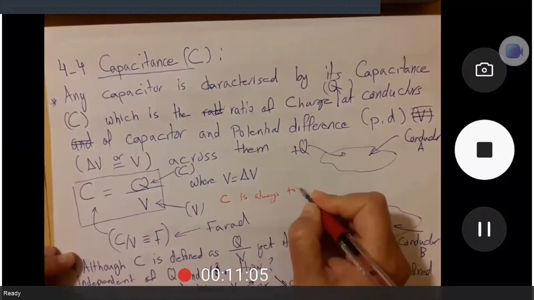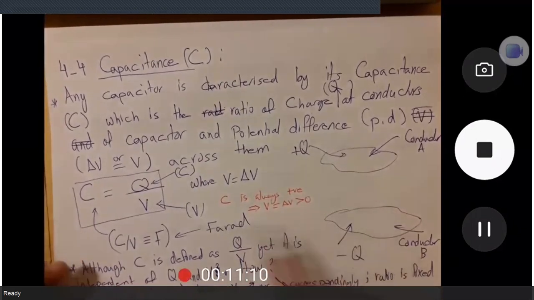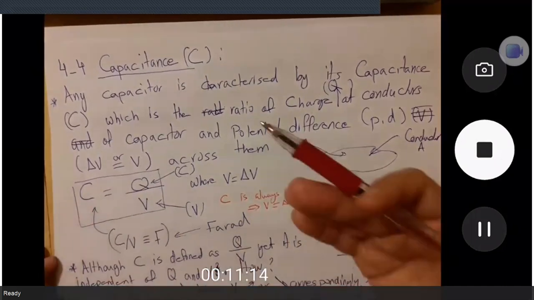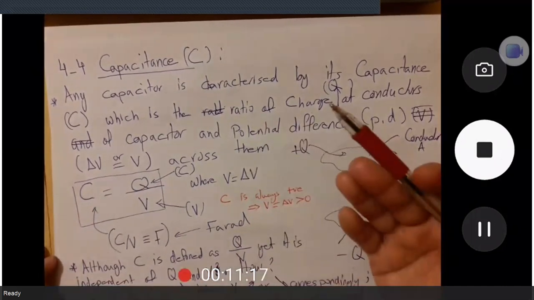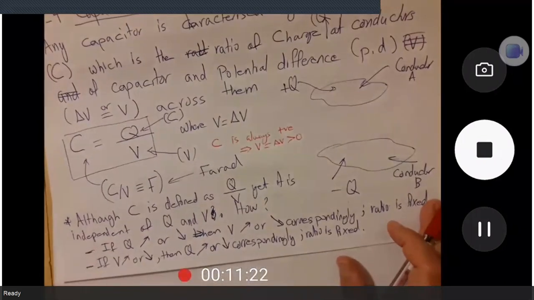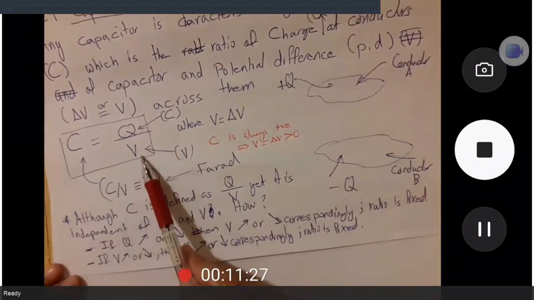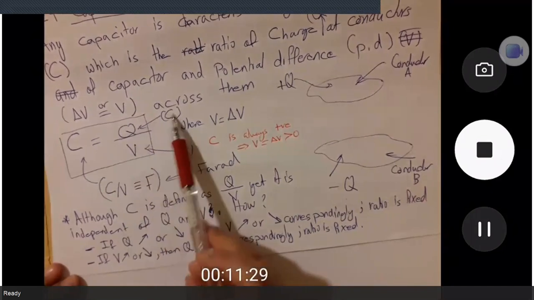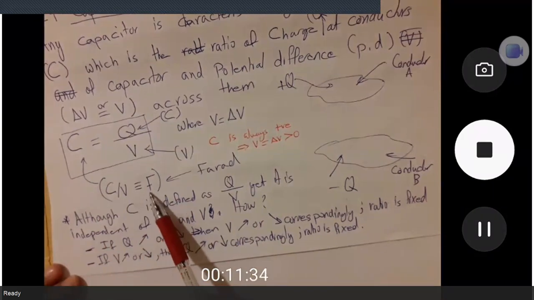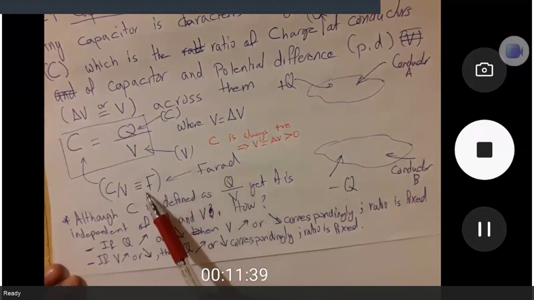Positive implies that V, or delta V, is always positive, because we know Q is the charge of the capacitor, which on one of the conductors is plus Q and on the other is minus Q. Now, ladies and gentlemen, this C, which is Q over V: Q is in coulombs, V is in volts, so C is in coulombs per volt, or farad. This farad is the unit of capacitance, which has the symbol capital F.